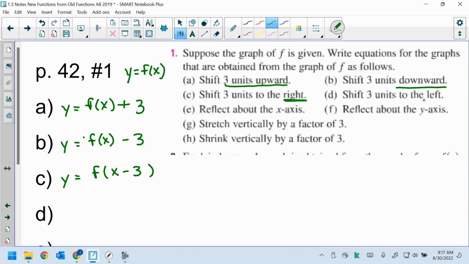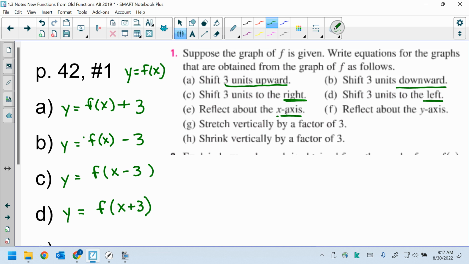And if we're going to shift 3 units to the left, left I would think is subtracting, but since it's inside the parentheses, it's the opposite of what I'd think. E, let's reflect over the x-axis. Now remember, if you're going to reflect something over the x-axis, picture that in your mind. That's a vertical thing.